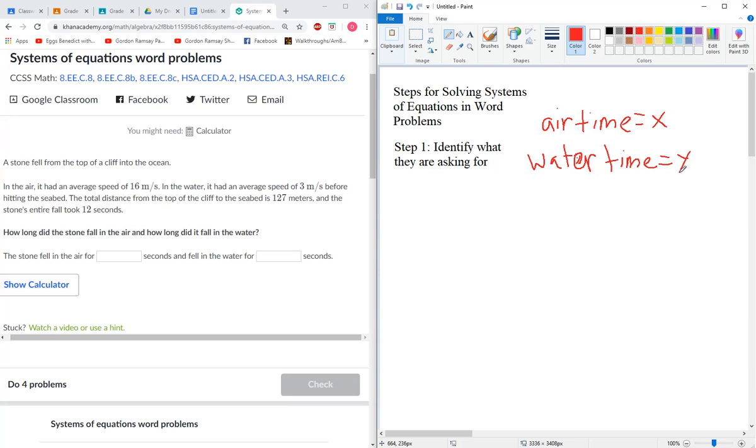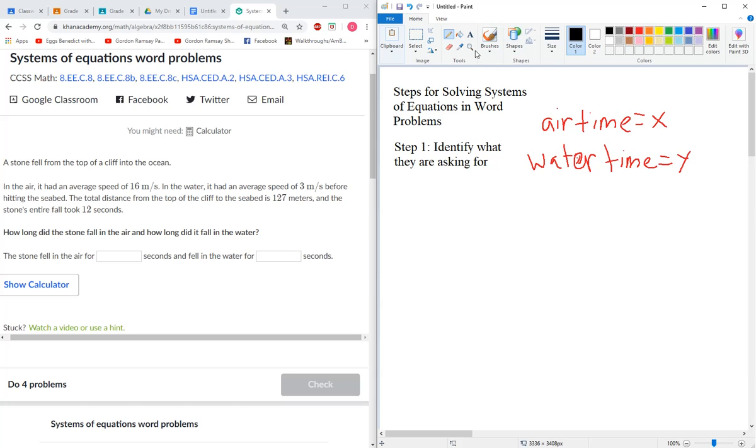This is just because I'm going to be using this a lot, and I don't want to be writing air time and water time every time. I'm just going to give them a variable x and y, and we should just know that that's what it means, because I assigned it to them for this particular problem. All right, so that's my step one.